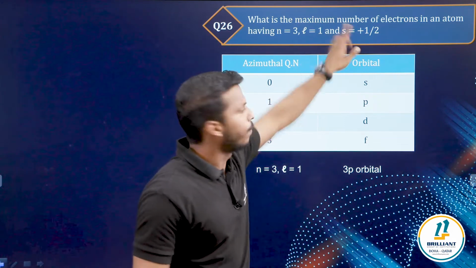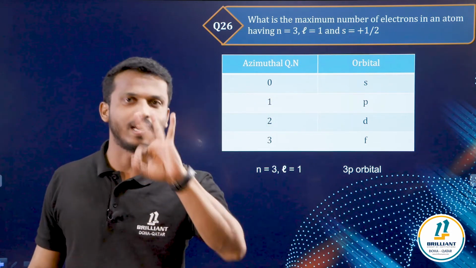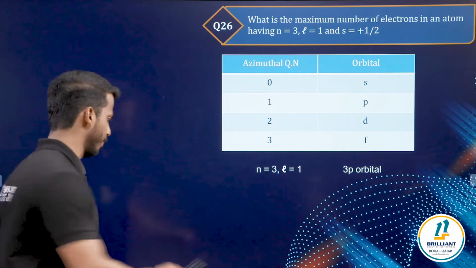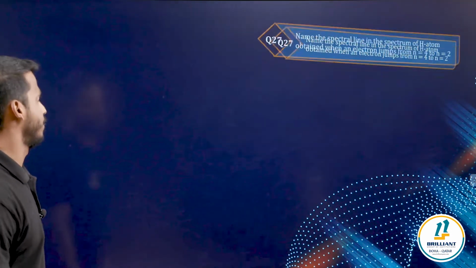So with the spin plus half, how many electrons will be there? 3 electrons. So the final answer is 3. Next one. Question number 27.